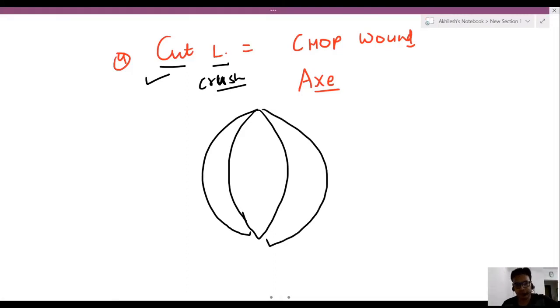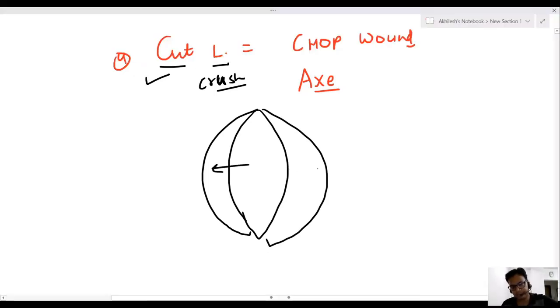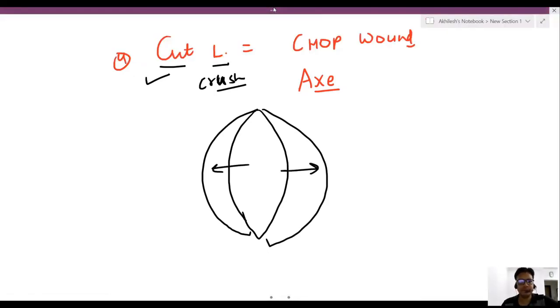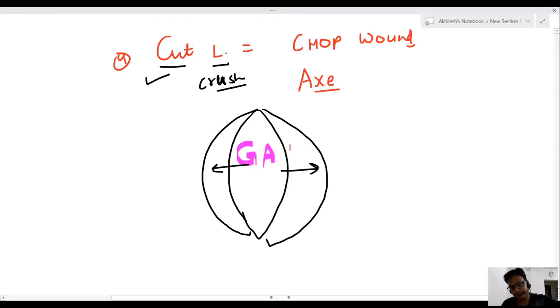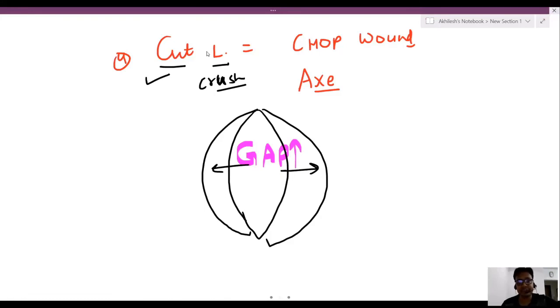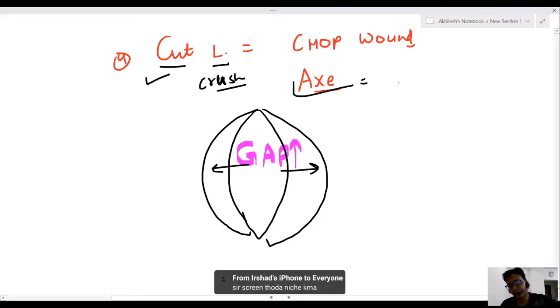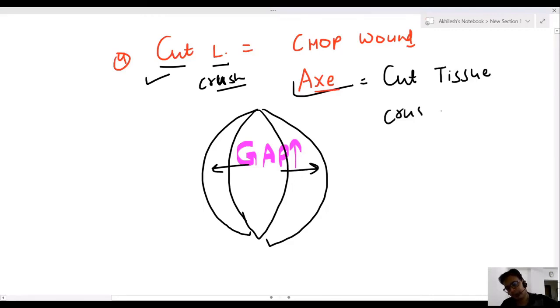Gapping will be more. This is not a normal gapping. More gapping between the two margins. And in an axe injury, because an axe is a heavy weapon, you will find cut tissue as well as crushed tissue.